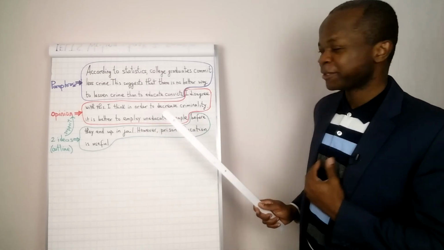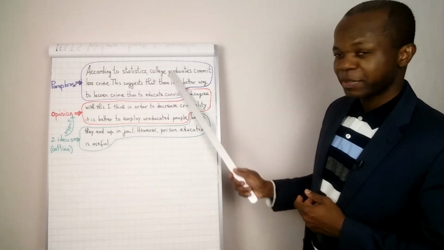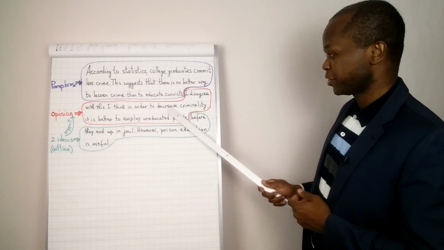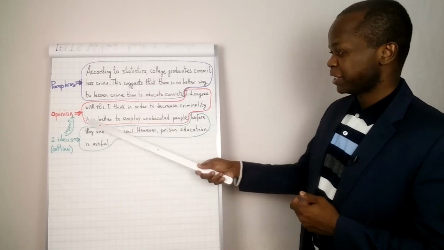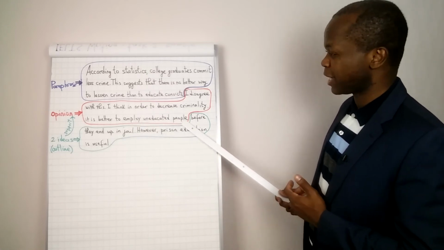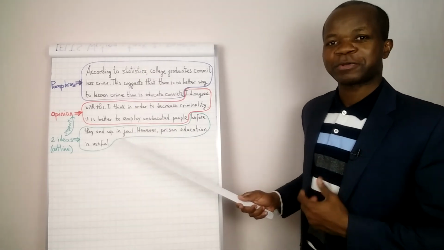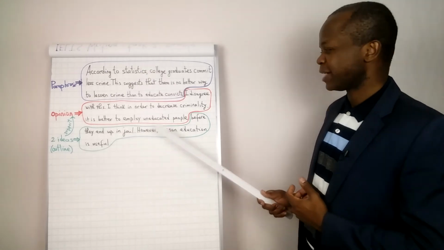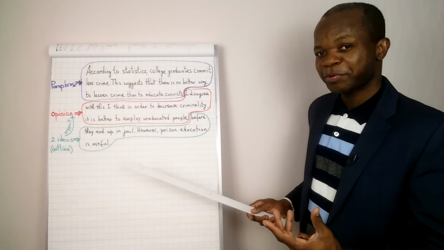Now, my opinion. I disagree with this. This means this opinion, this statement. I think in order to decrease criminality, it is better to employ uneducated people. So I'm saying that you should give them a job. That's what really decreases criminality. Okay? And then I have two ideas to support that opinion.